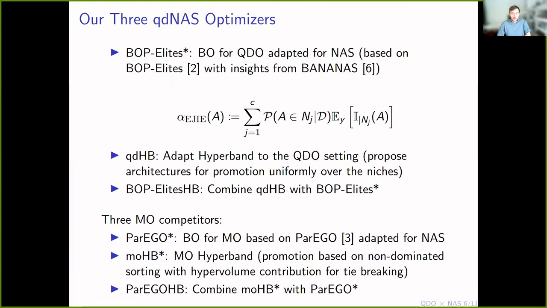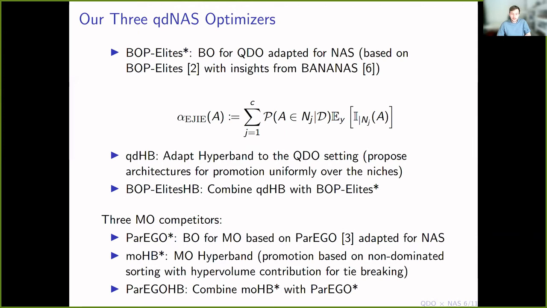We introduce in our paper 3 quality diversity NAS optimizers that are mostly model-based. So we introduce BOP-Elites, which uses Bayesian optimization for quality diversity optimization, but adapted for neural architecture search. This is based on BOP-Elites, a quality diversity optimization algorithm, but we use insights from BANANAS to make this usable. So we have a new acquisition function, the expected joint improvement of elites.